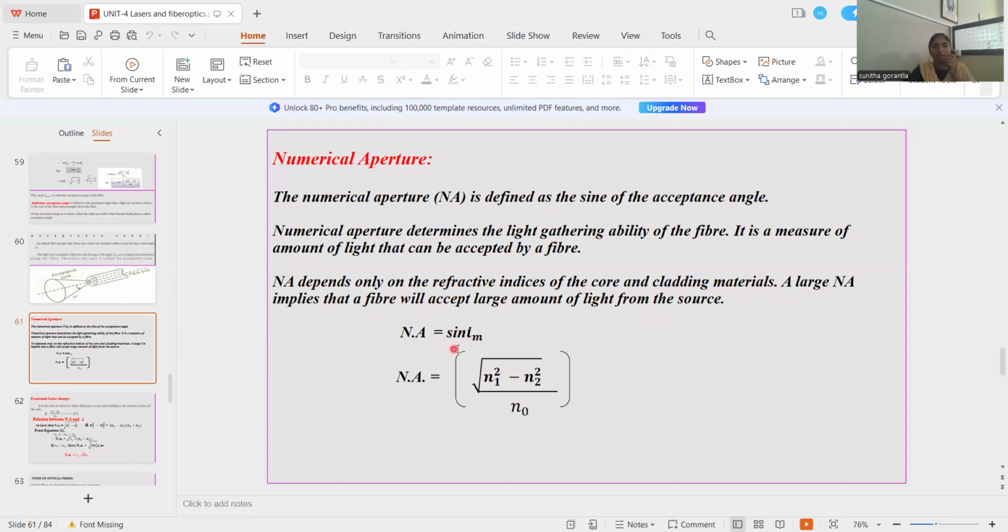So NA is equal to sine of the acceptance angle, sin θm. Then NA is equal to sin θm, which is equal to the square root of n1 squared minus n2 squared, divided by n0. Here n1 is the refractive index of the core, n2 is the refractive index of the cladding, and n0 is the refractive index of air, which is equal to 1.